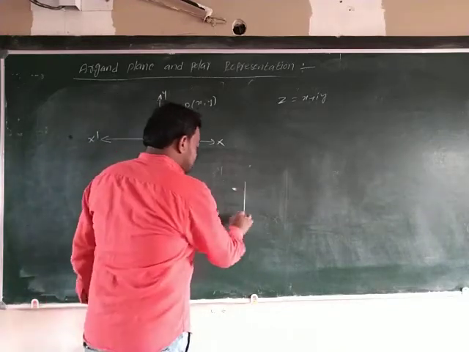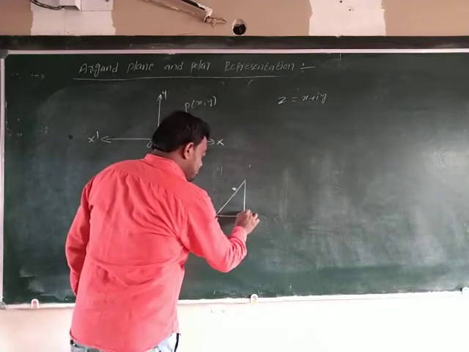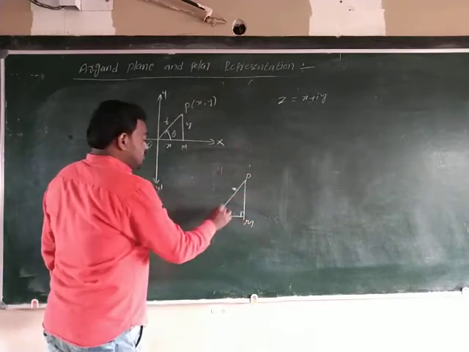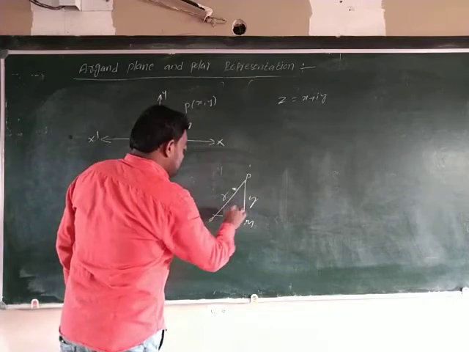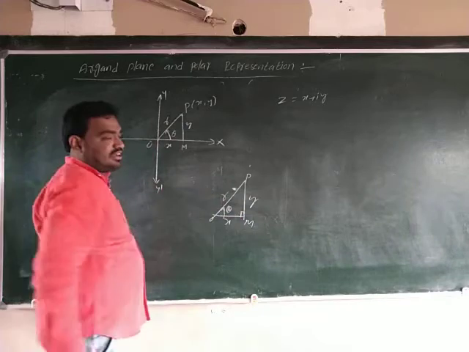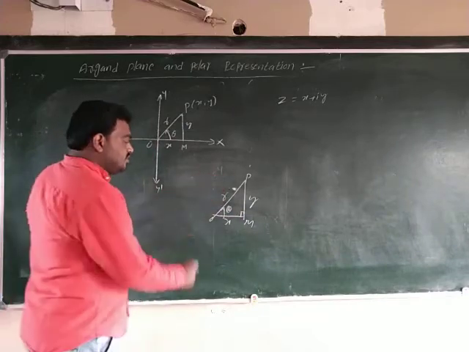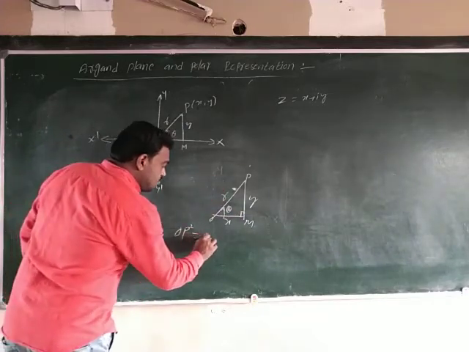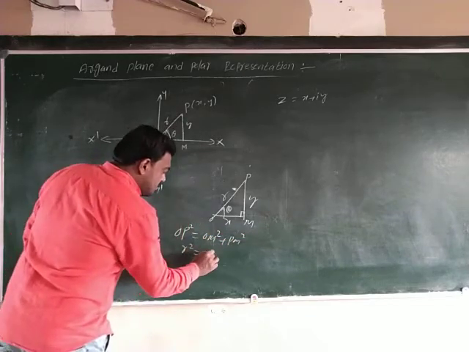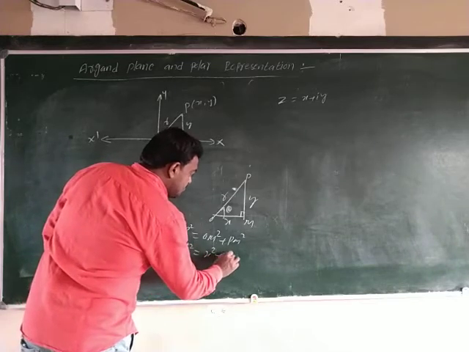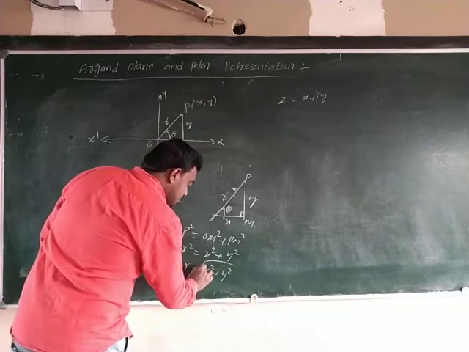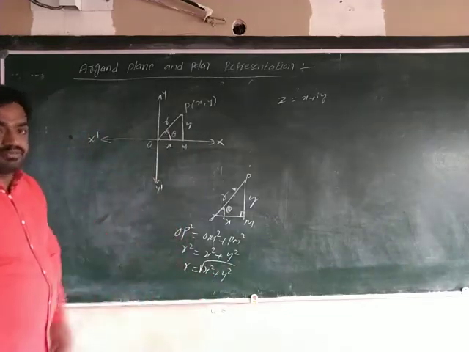Now you take one right angle triangle OPM. This is r, this is x, this is y, and this is the angle theta. From the Pythagoras theorem, OP square is equal to OM square plus PM square. OP square is r square, OM square is x square, PM square is y square. So r is equal to the square root of x square plus y square. Okay, we got the r value.